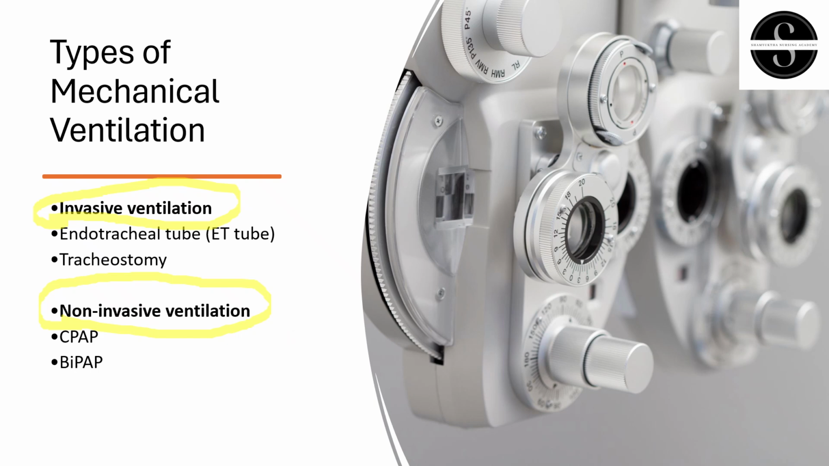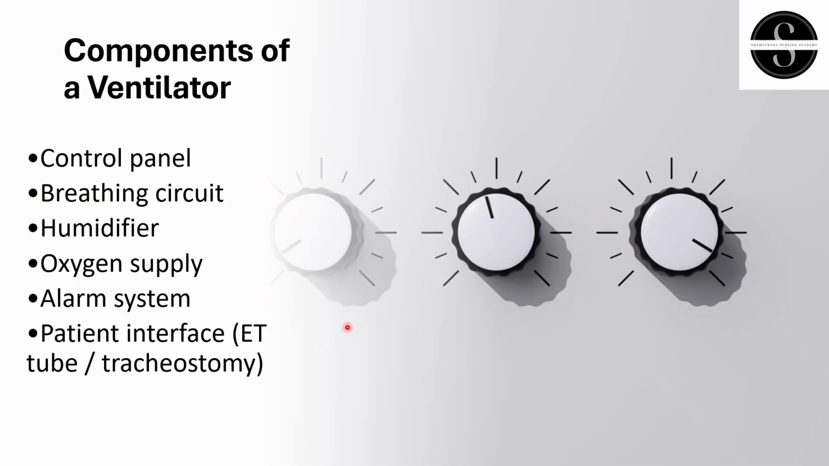Okay. Next is the very important and interesting part, which is the components of the ventilator. So in a normal ventilator, what are all the settings that will be there? One is your control panel, next is your breathing circuit, humidifier, oxygen supply, alarm system and patient interface. I'll explain it to you one by one. One is the control panel. Control panel is nothing but the panel which is present in the ventilator.